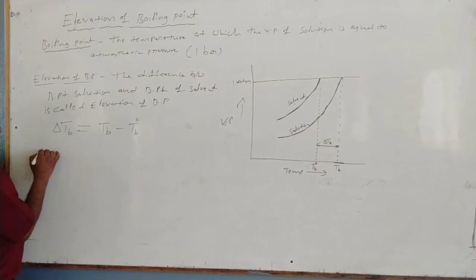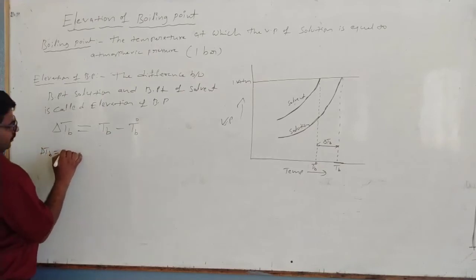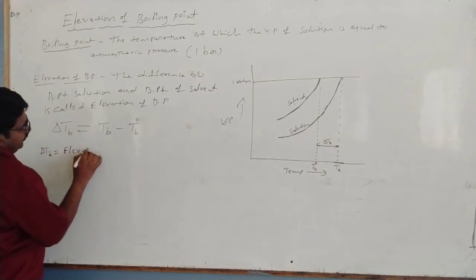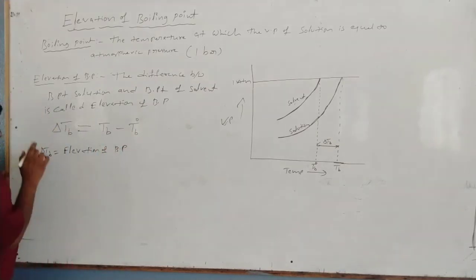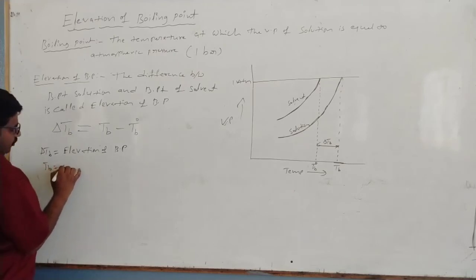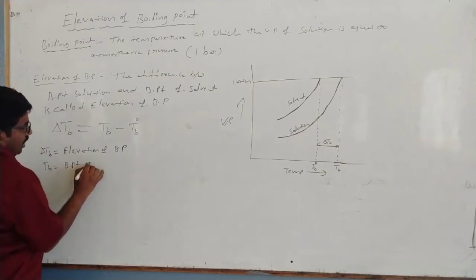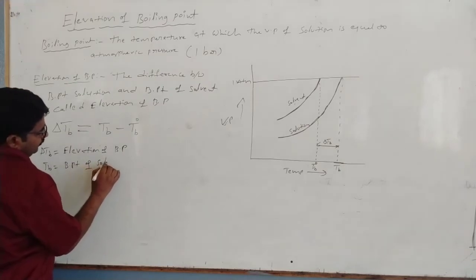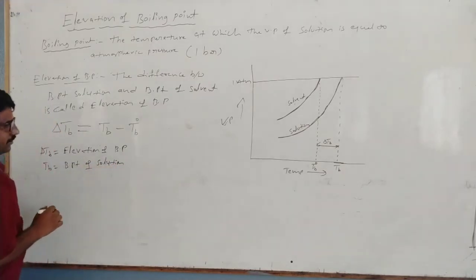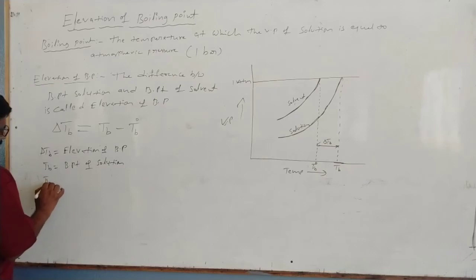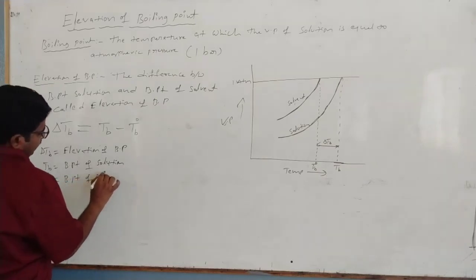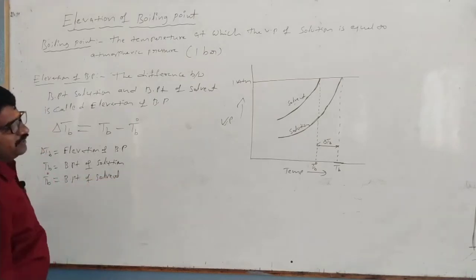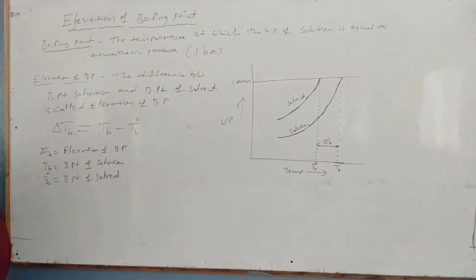So here, delta Tb is equal to the elevation of boiling point, and Tb is equal to the boiling point of the solution, and Tb naught is equal to the boiling point of the solvent. So this is the elevation of boiling point.